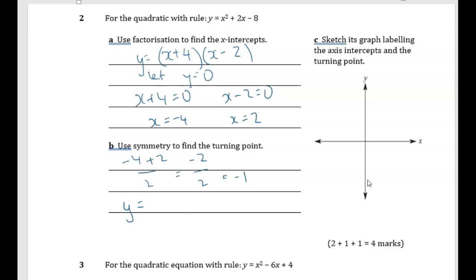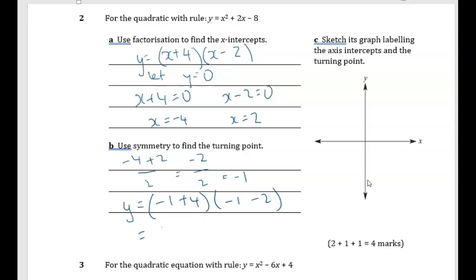Okay, so to get your y coordinate, you can substitute it either into expanded form or into factorized form. So let's do it into factorized form just because I think it's a little bit easier.